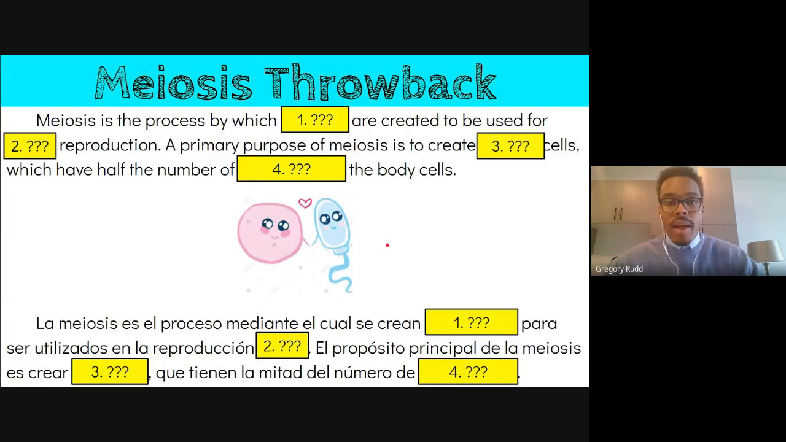Let's see how much we remember about meiosis so that we can begin to connect that topic to this topic. So meiosis is the process by which blank are created to be used for blank reproduction. So what does meiosis create? You can type it into the chat or you can unmute yourself.